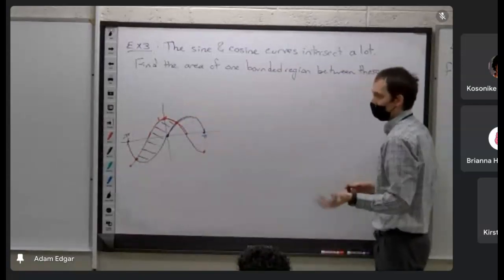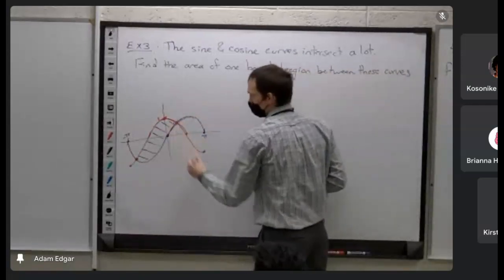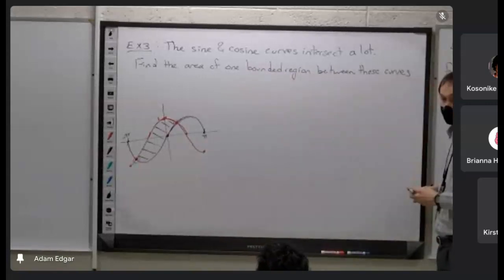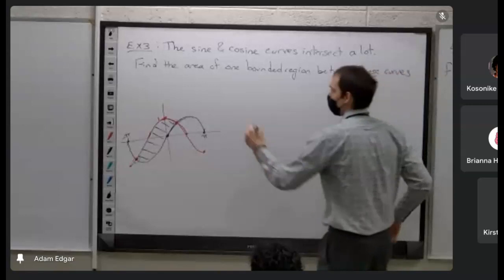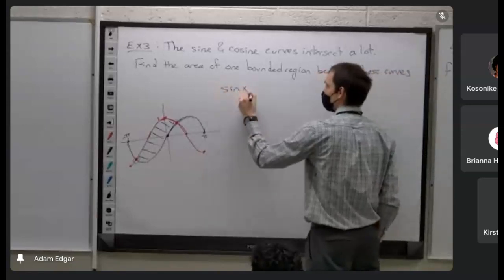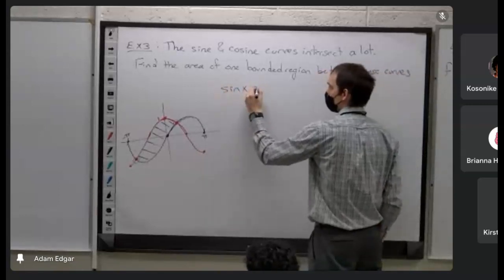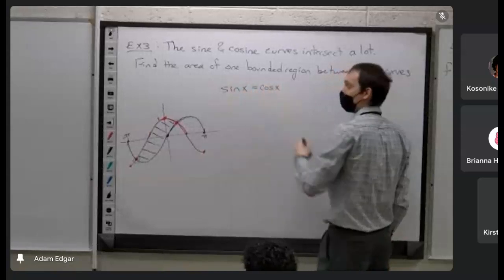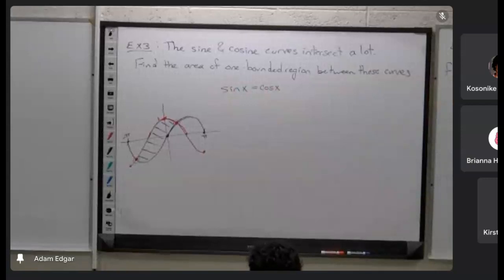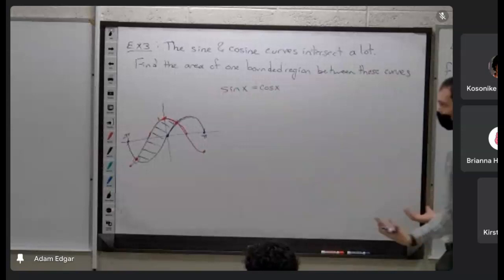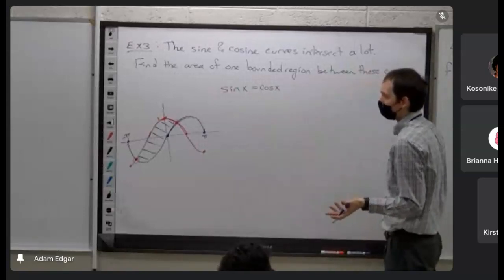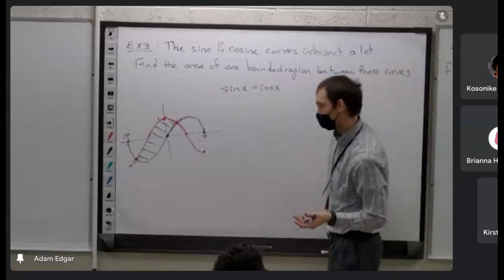So now we've got to figure out, okay, what is this point, and what is that point? How do we do that? How about sine x equals cosine x? We want to know when these are the same. When you want to know when two functions are equal to each other, when they intersect, you set them equal. And how are you going to solve that?